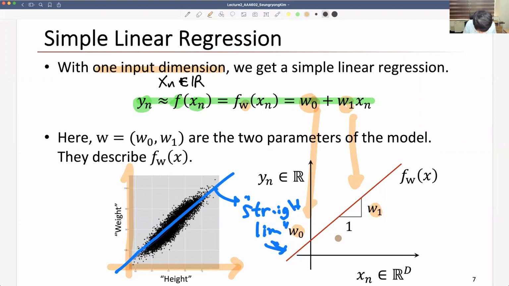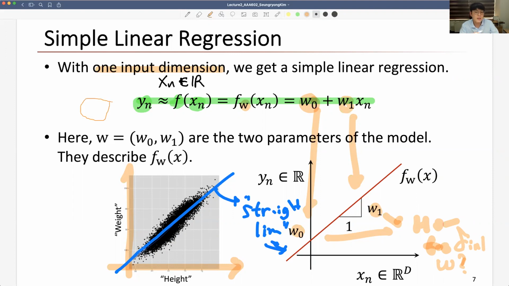So in other words, we have to find the parameters that will approximate this training data set. Then how can I do that? How can I find the optimal parameters w0 and w1?